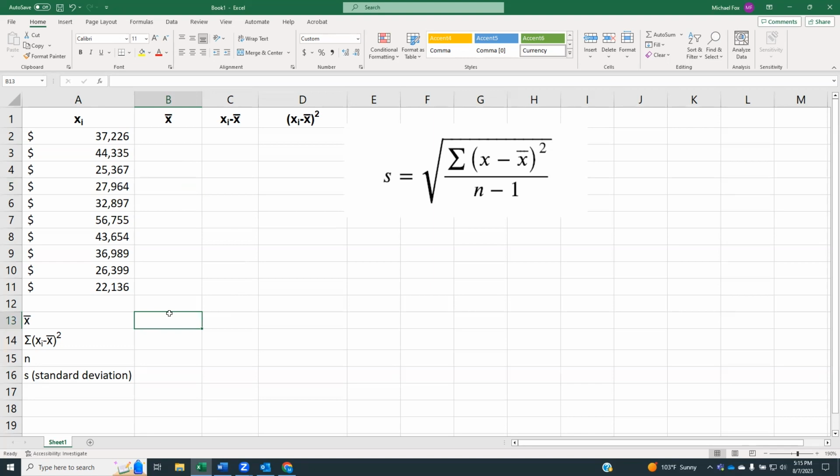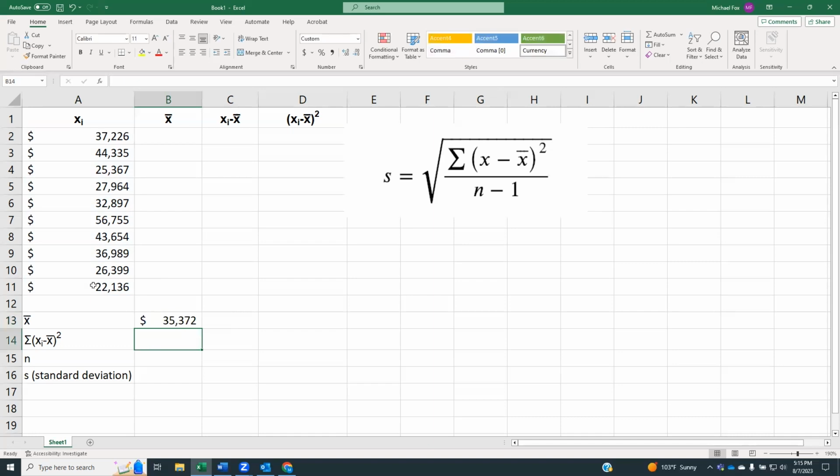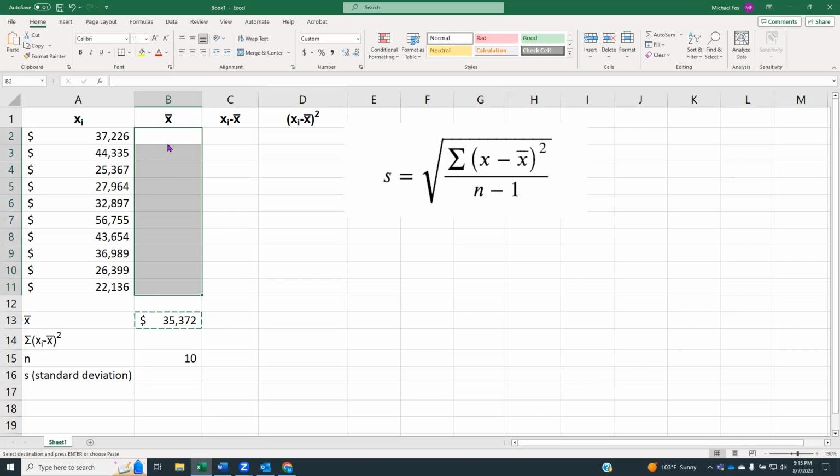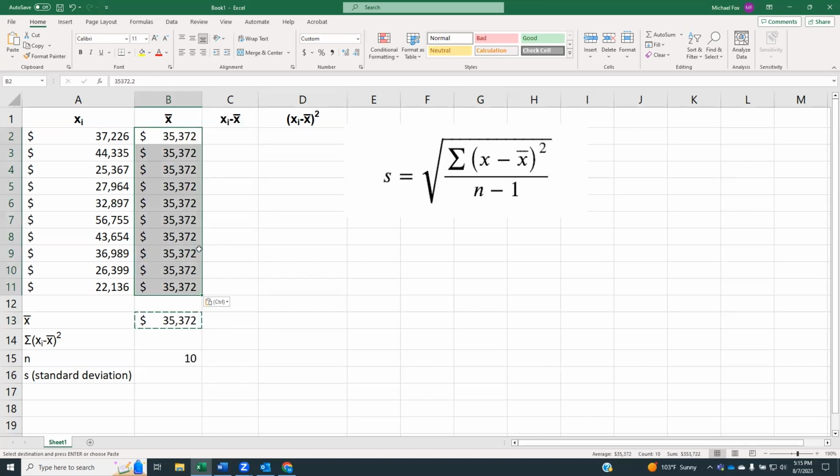So to find x bar, I'm just going to use the average function in Excel, equals AVERAGE, and then highlight all the numbers, and it will give me the average. And like I said before, n is just the number or the count. So I can use a count function, or in this case, I'm just going to put 10 because we already counted 10. So let me go ahead and copy x bar, or the average or mean, and paste it as a value. So it's the same in each one.